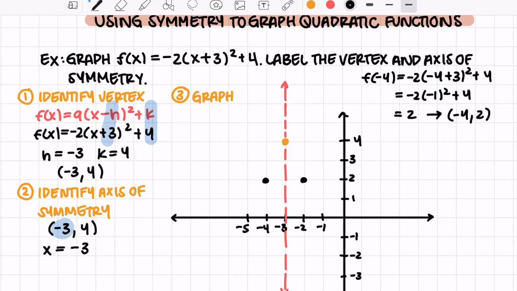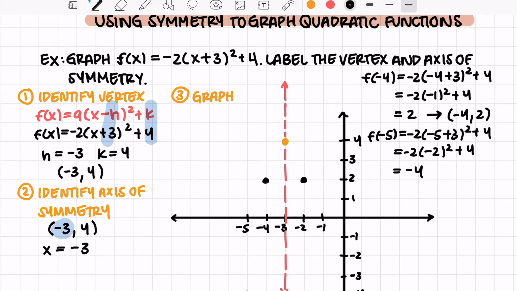Then I'm going to go 2 points away from -3, which is -5. So f of -5 equals -5 plus 3 to the power 2 plus 4. That equals -2 to the power 2 plus 4, which equals -4. So right here, starting at -5, I'm moving all the way down to -4, which is right here.